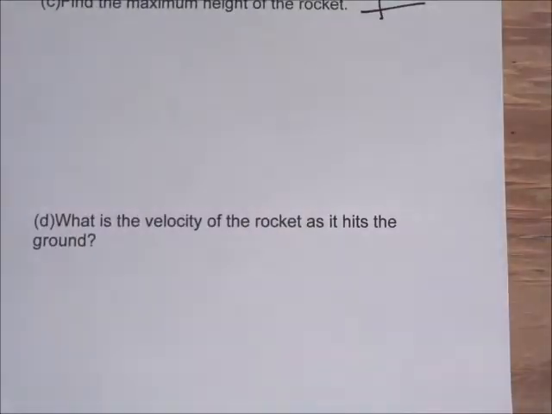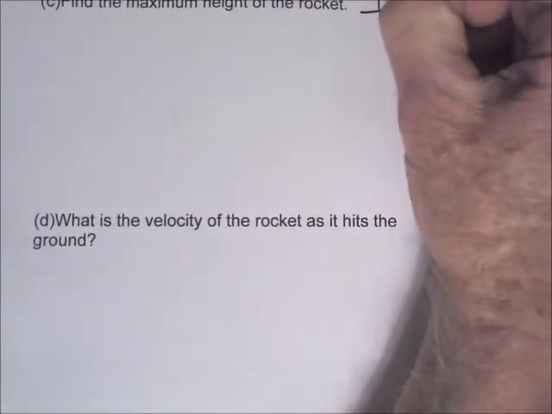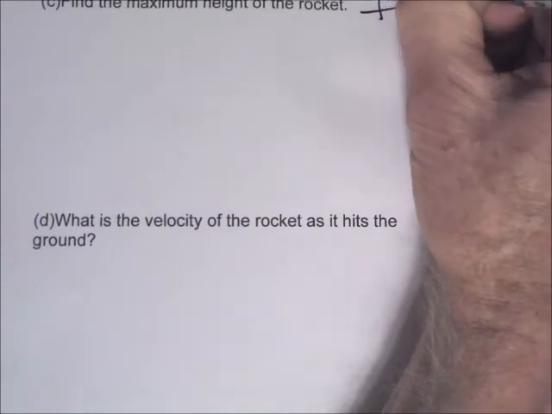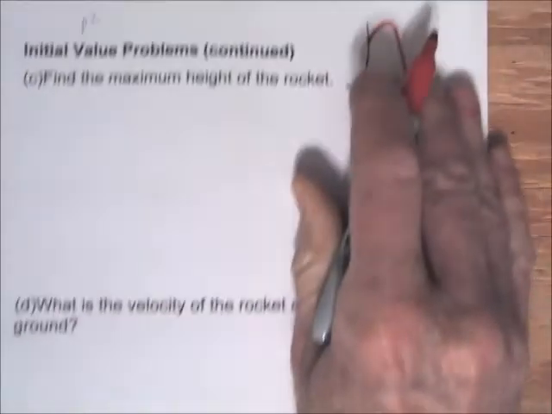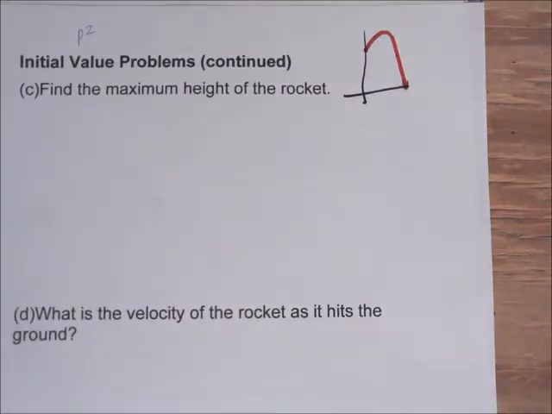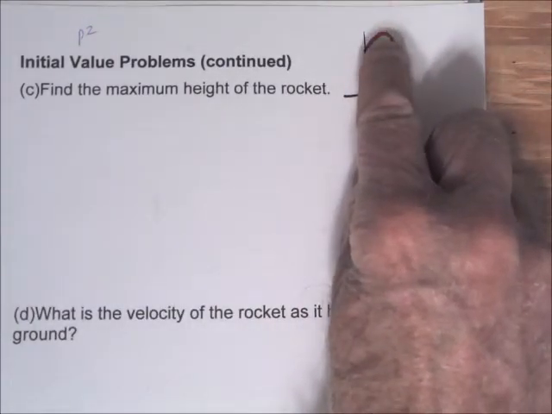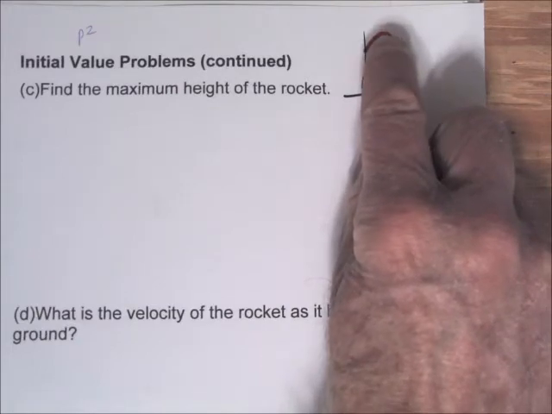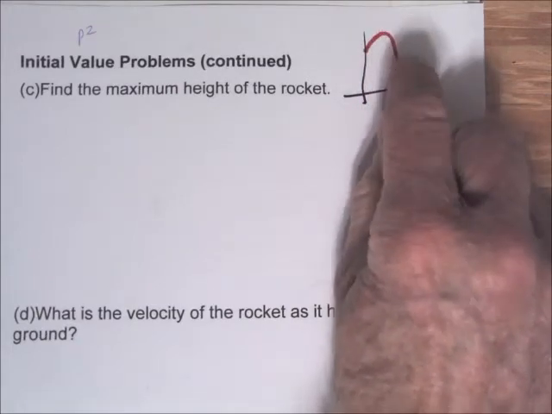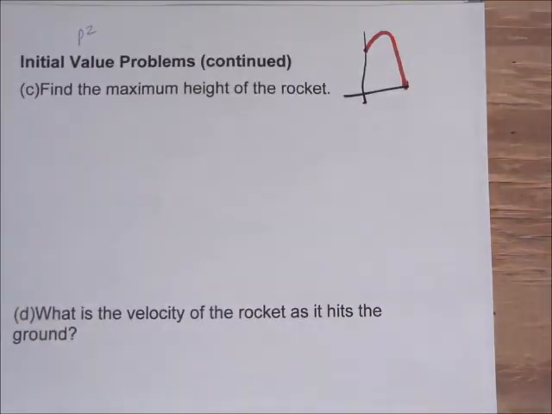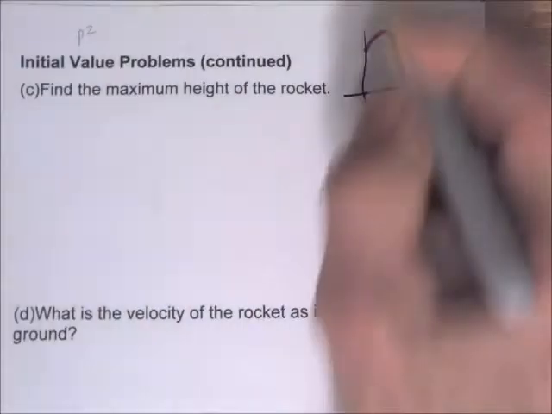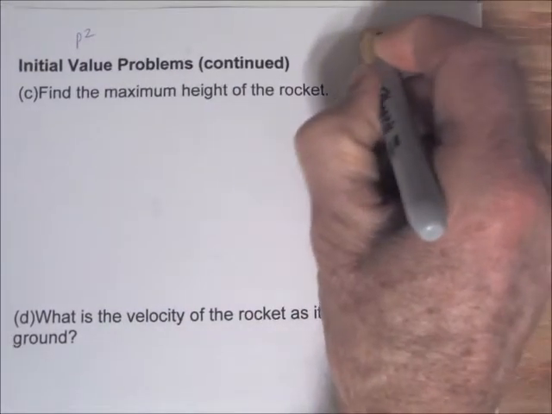So the picture is going to look something like this. You have positive velocity initially, and then gravity slows it down, and then eventually it has negative velocity and comes down to the bottom. So the maximum height is going to be when the velocity is 0. It's going to be at this point here.